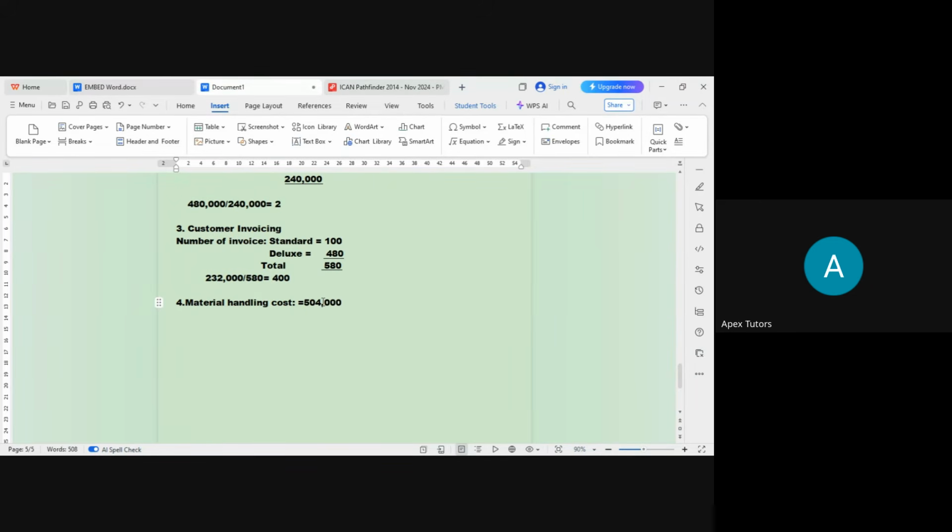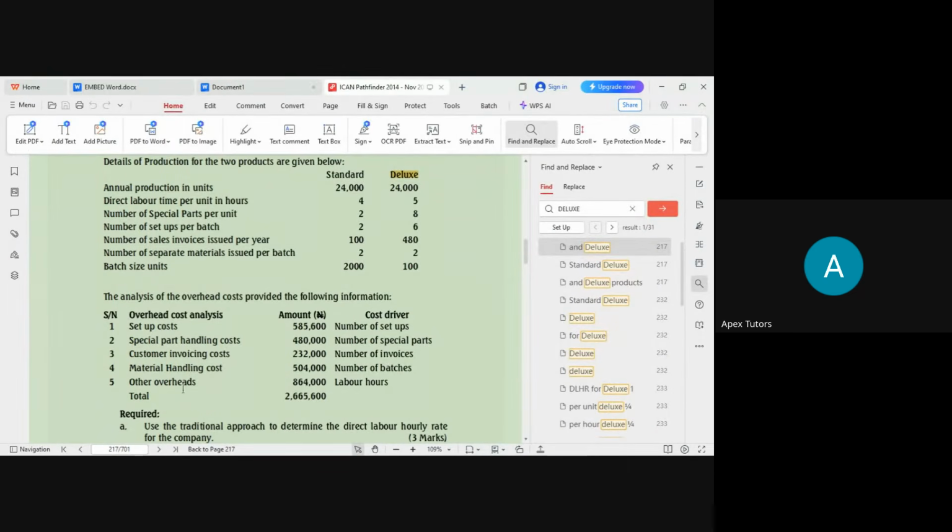504,000 divided by what? 252. The result will be 2,000. The next is other overheads. And what is the cost driver? Labor hours.